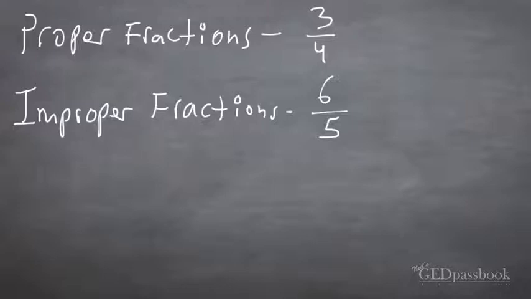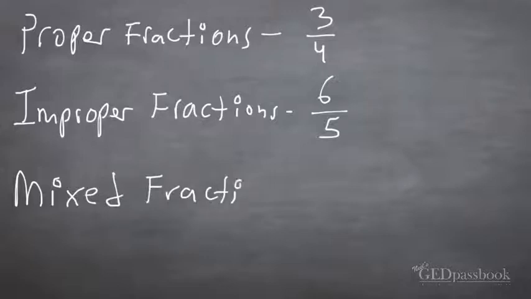Do we know the third one? Mixed fractions, or mixed numbers. Oh, that's actually good. You'll hear me say them both from time to time. They're both the same thing. What is a mixed fraction? Well, it's pretty straightforward. It's a proper fraction with a whole number. So those are your 3 types of fractions.